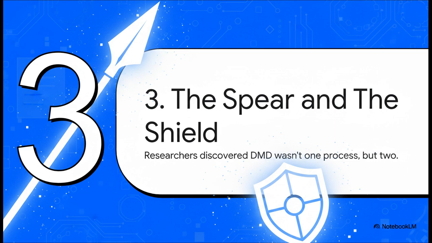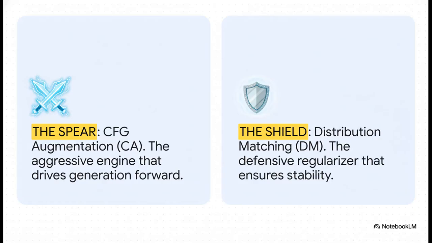And to explain this, the researchers came up with an absolutely brilliant metaphor: the spear and the shield. By mathematically breaking down the DMD training process, they found that what everyone thought was a single tool was actually two different components doing two very different jobs. And this, right here, is the key that unlocks the entire puzzle. This slide just lays it all out perfectly. The spear is a component they named CFG augmentation.